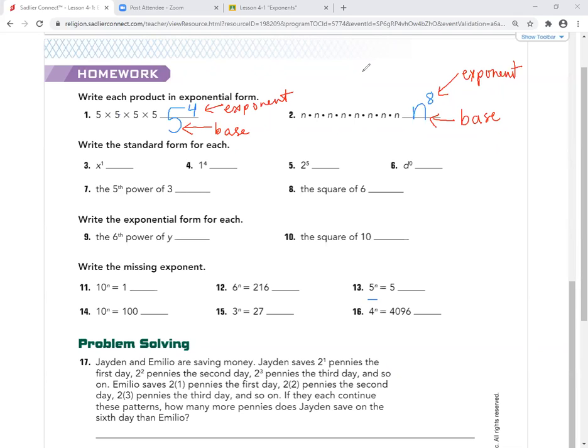No, it doesn't matter what color. I just wanted you to take a moment to diagram your work a little bit. When the next set of instructions asks for the standard form, we have to calculate what is the one number answer.